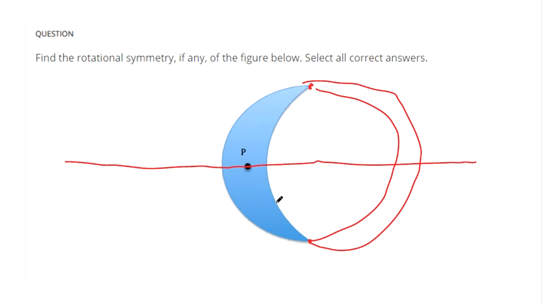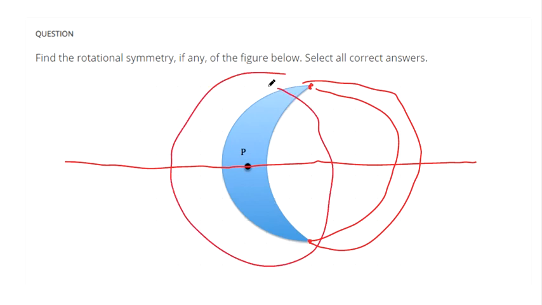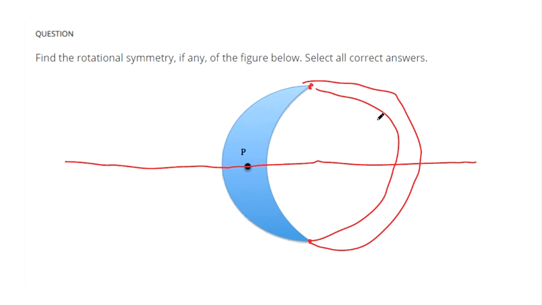So picture your figure getting rotated around, and it has to make the same figure if you make that rotation. Any sort of rotation with this irregular shape is going to put it in a different place. It's not going to make the same blue shaded area.